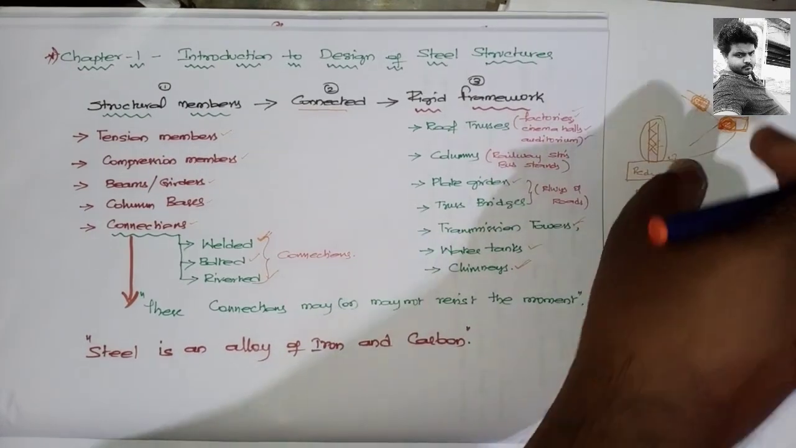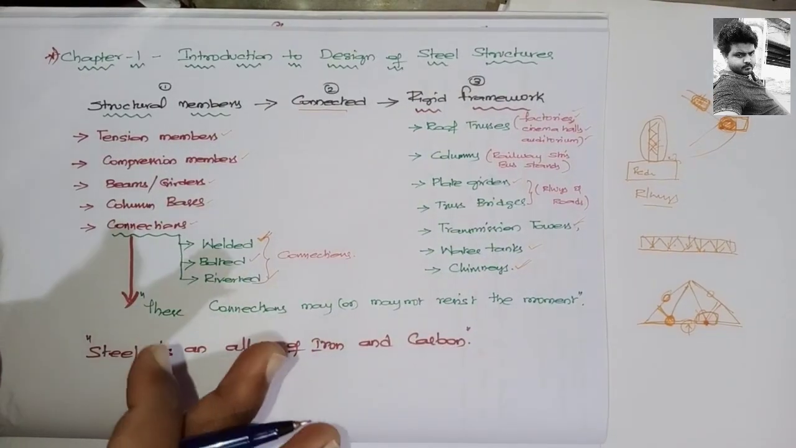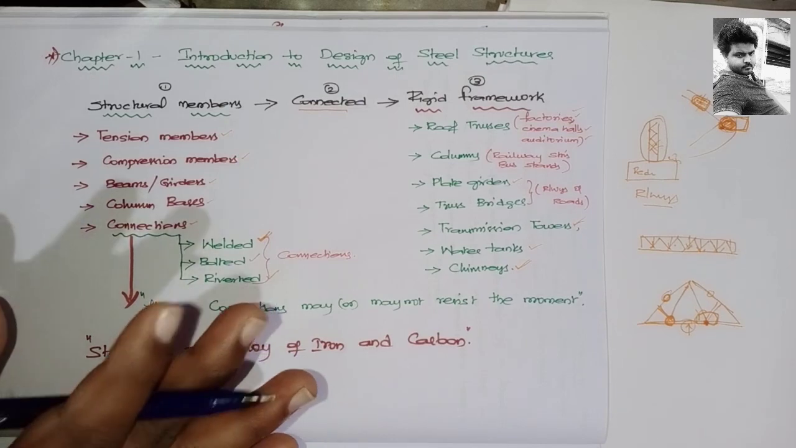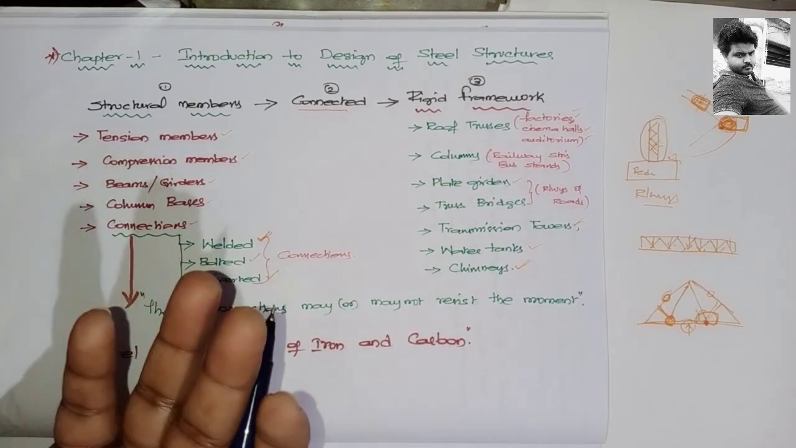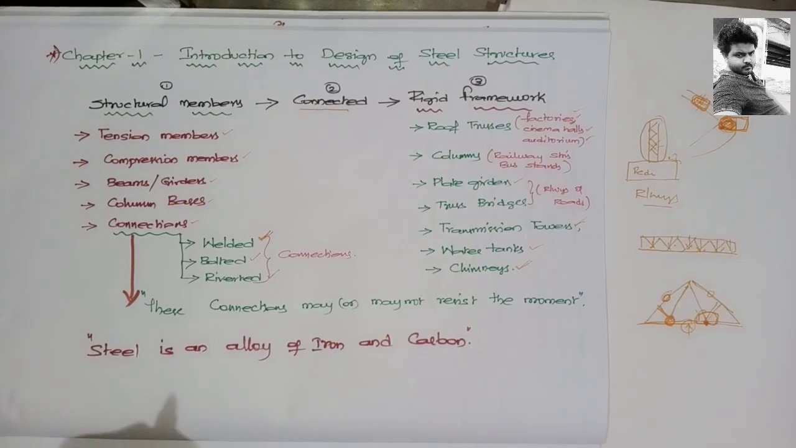Similarly, not only in our human body but in every structure, wherever the joints are, you are supposed to take care, because joints are the weakest points, as they may not resist the movements. Generally, the steel we are using is an alloy of iron and carbon. Next we'll go to another slide.